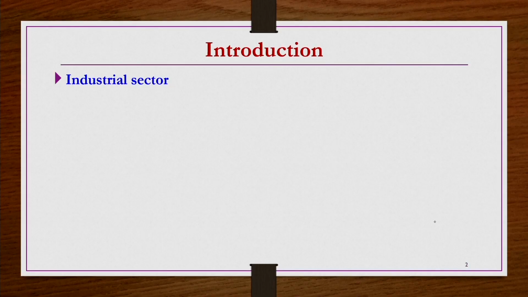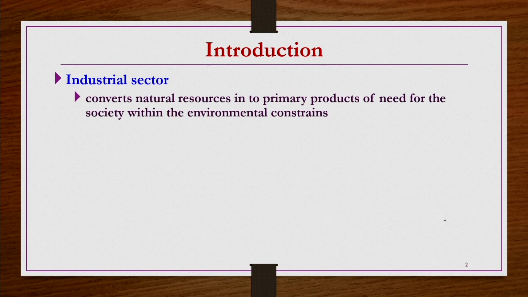What does the industrial sector do in general? The industrial sector usually converts natural resources into primary products needed by society within environmental constraints. Any industrial sector that you take, whatever natural resources are there, will be converted into useful products for the benefit of society and humankind, within the constraints of environmental protection. So, that is the industrial sector.